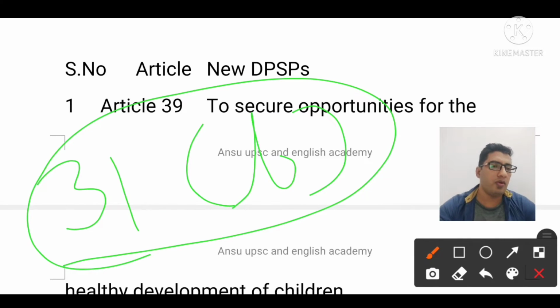Article 31B is talking about, you might have seen, the example of the 1969 nationalization of the banks. 14 banks were nationalized for the larger public interest. If a government is distributing all the wealth among the Indian members, that comes under Article 31B.